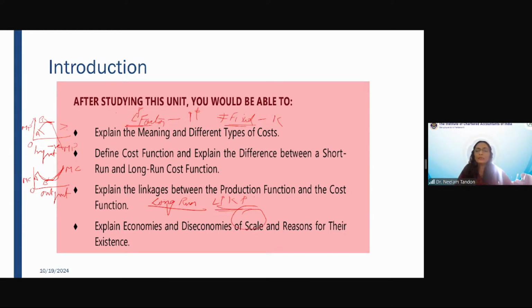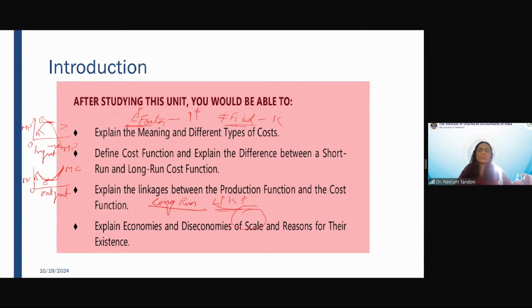Returns to scale also has three stages, but there will be no negative one. What will there be? Increasing returns to scale, constant returns to scale, and decreasing returns to scale. So there will be three stages which we will be sharing with respect to returns to scale. So today we will talk about returns to scale. That is a concept of the long term.